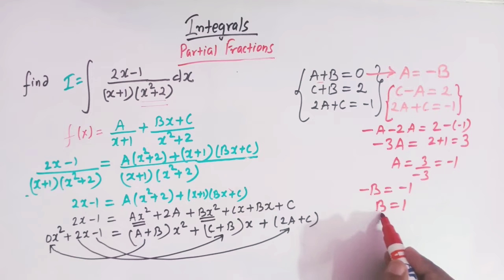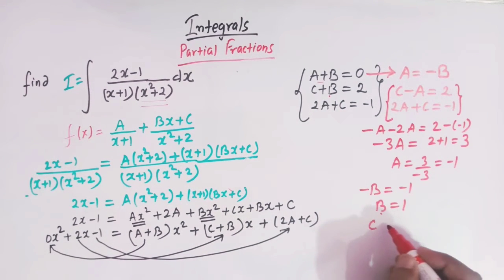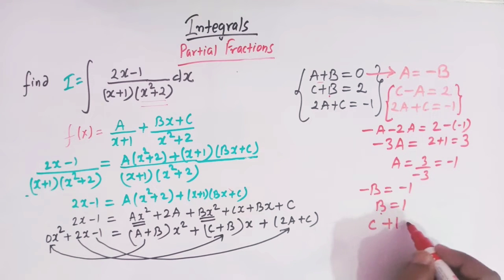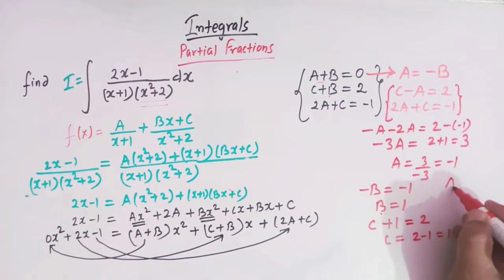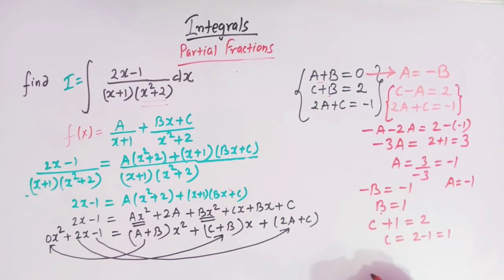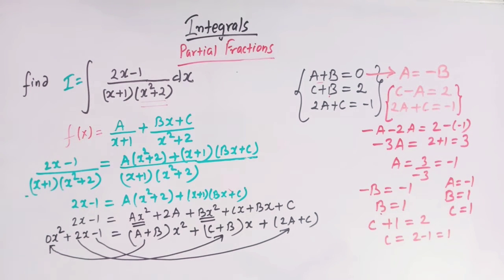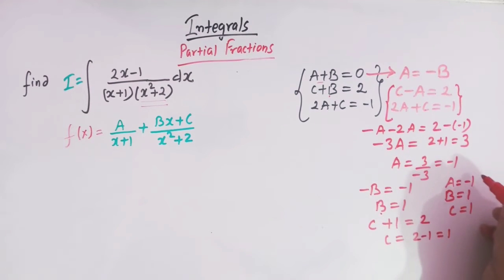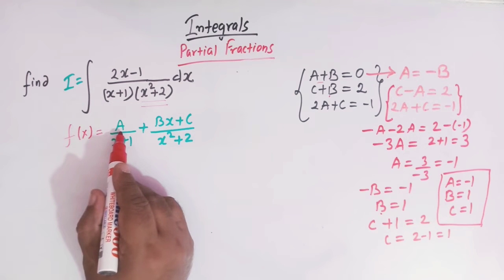And if we take this value of b in this equation, then we have c plus 1 is equal to 2, that is c is 2 minus 1, that is 1, so the value of c is 1, right? So now we have a is equal to minus 1, b is equal to 1, and c is equal to 1, right? So now let us substitute these values in this expression, right?